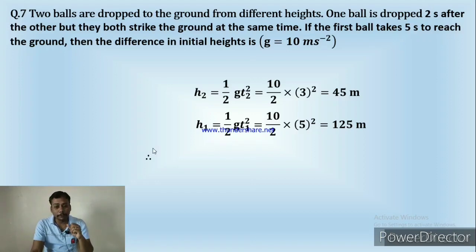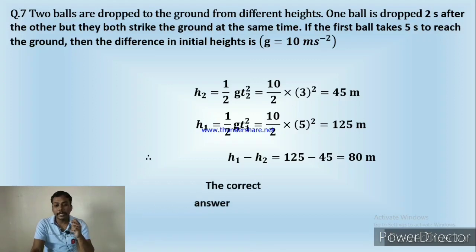We have to calculate the difference in height. The difference in height means h1 minus h2. We see h1 is greater here, so 125 minus 45 is 80 meter, and hence the correct answer is B. So here we use the formula for h, 1/2 gt².